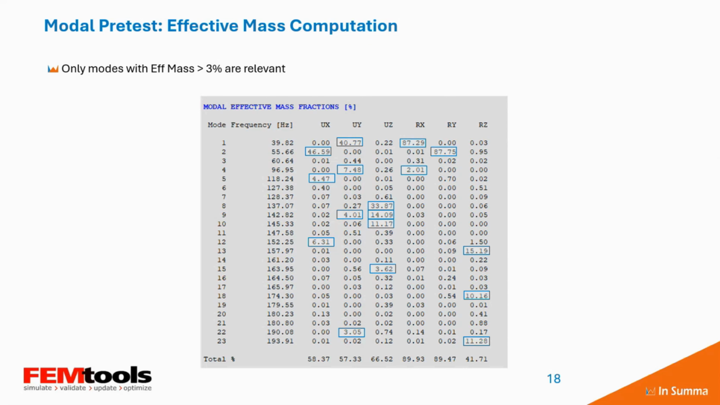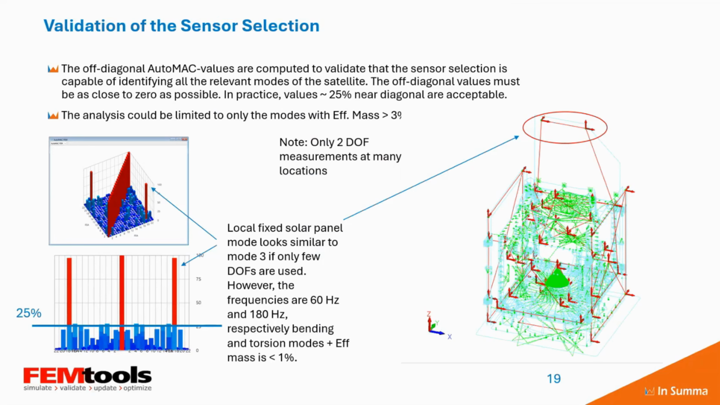But before we do that, a way in which we can actually see how much each mass is contributing is by using the effective mass, to have some insights into what modes are important for our analysis. And then the next step, and also the final step in the pretest activity, is to compute the AutoMAC to check if the sensor selection is capable of identifying all the modes of the satellite.